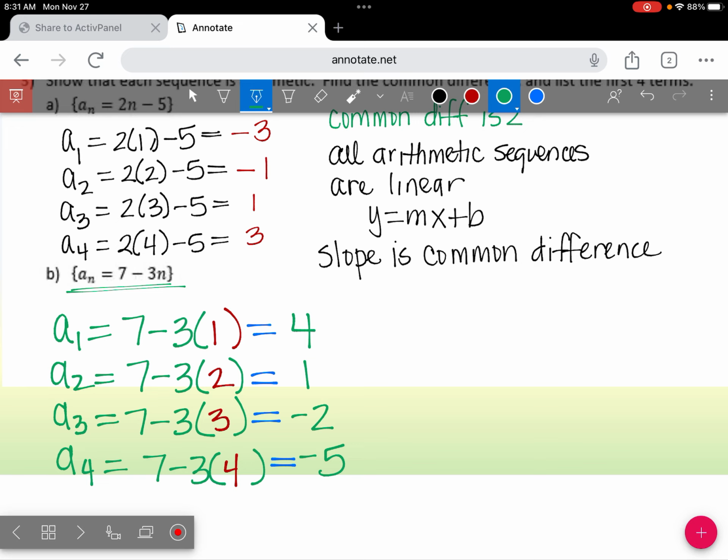So who got 4, 1, -2, -5 for their first four numbers? And again, what is your common difference? Yep, your common difference is -3. Which is also the same as your slope.